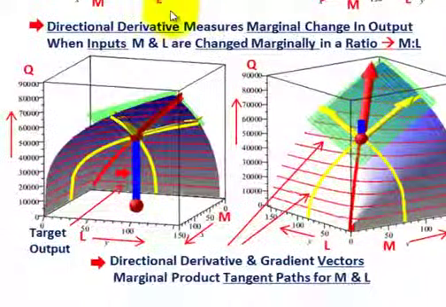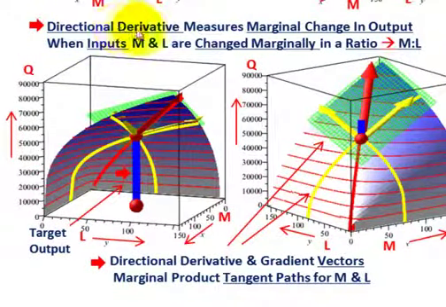So if we move down over here, by definition, the directional derivative really measures the marginal change in output when inputs, in this case our material and labor, are changed marginally in some ratio. So much material to so much labor. So that's what we're going to be looking at here.